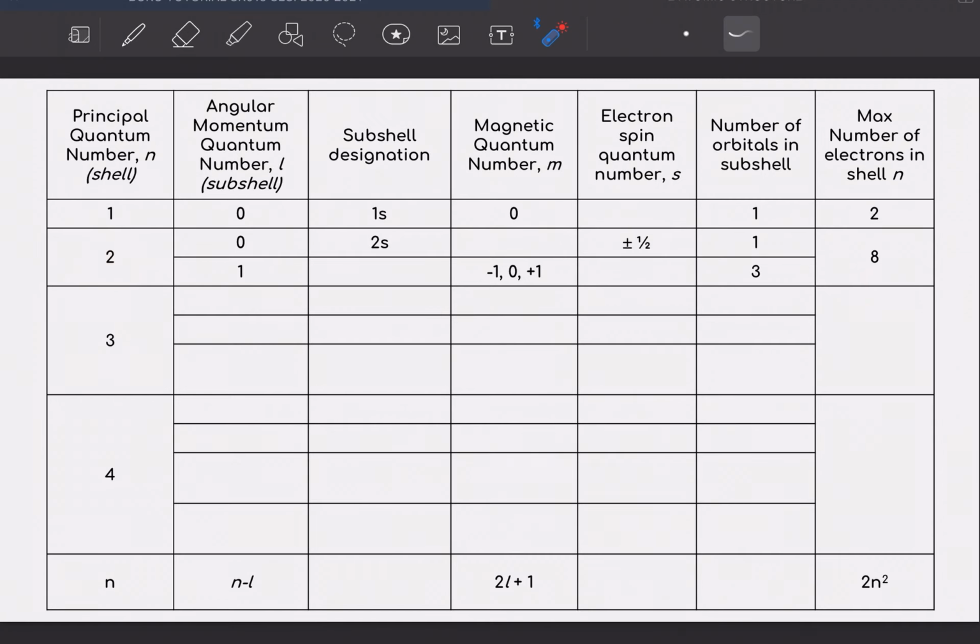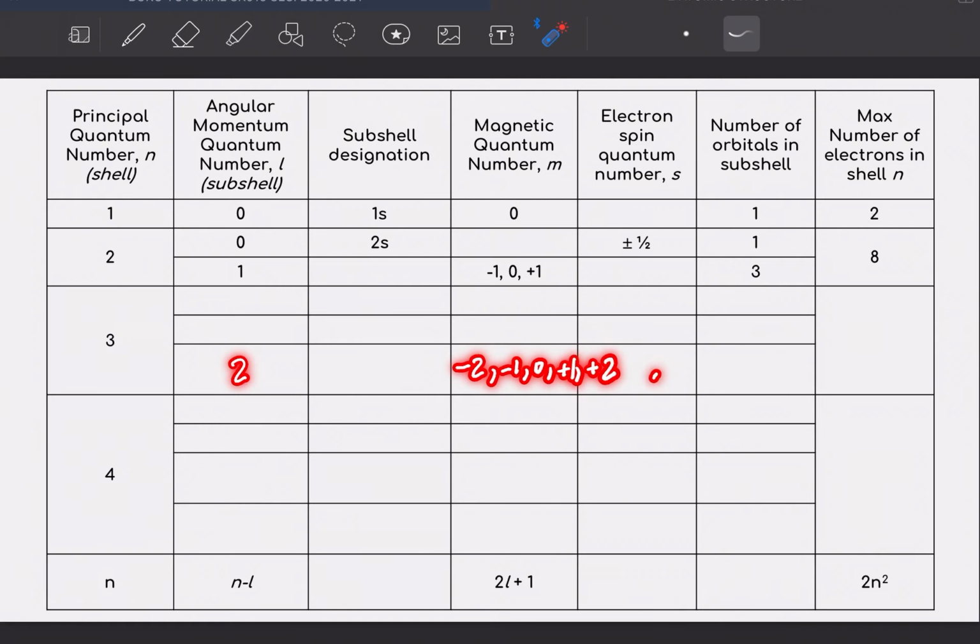So do the rest. Okay, I will show you for this one. Saya nak tunjuk yang ni, 0, 1, 2. For this one here, your subshell designation will be 3d. When L equals 2, you have d orbital. And then your magnetic quantum number will be minus 2, minus 1, 0, plus 1, plus 2.